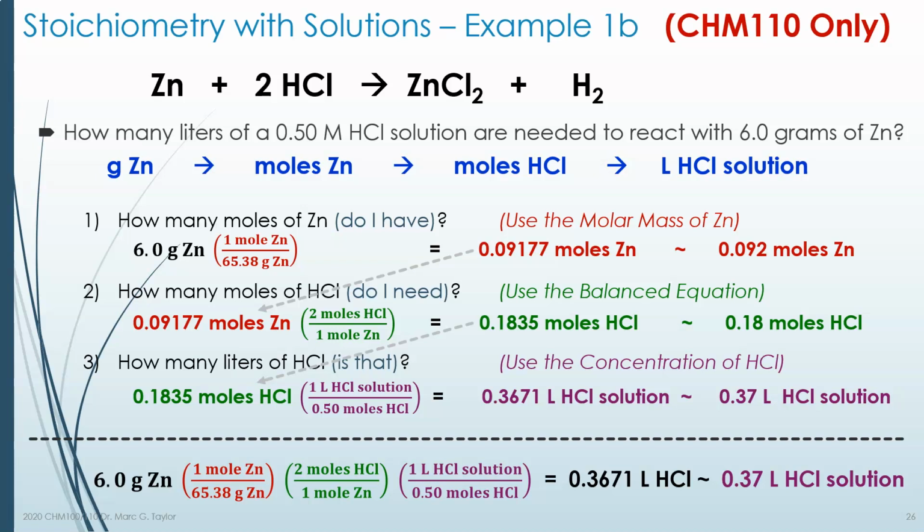So with the red conversion factor, we're turning grams of zinc into moles of zinc. With the balanced equation coefficients, we're turning moles of zinc into moles of HCl. And then with the purple conversion factor, we're turning moles of HCl into liters of HCl solution, which is what we want in the end, and we get the exact same answer if we do it all together in one shot. So that's one example of using stoichiometry that involves solutions of a reactant or a product. You can do this with reactants or products. This happens to be an example with a reactant.